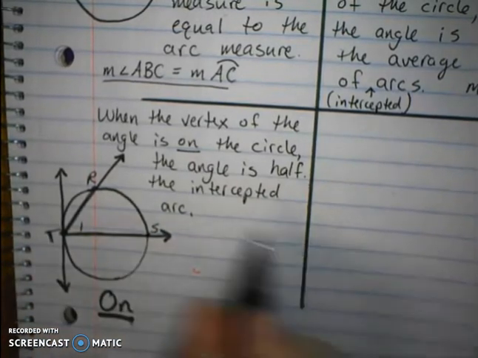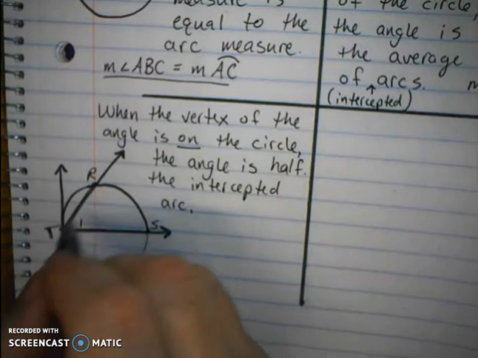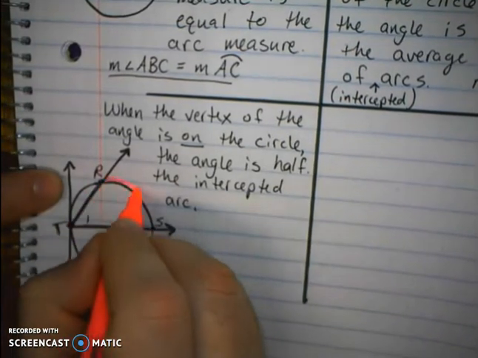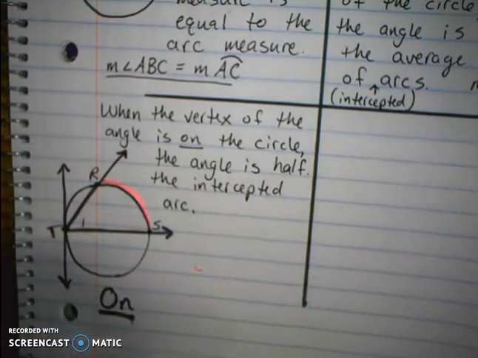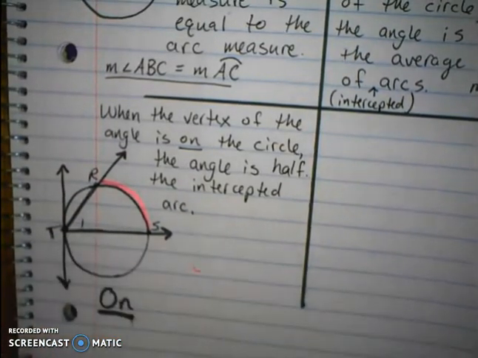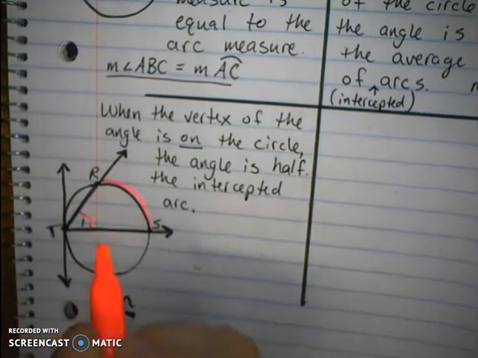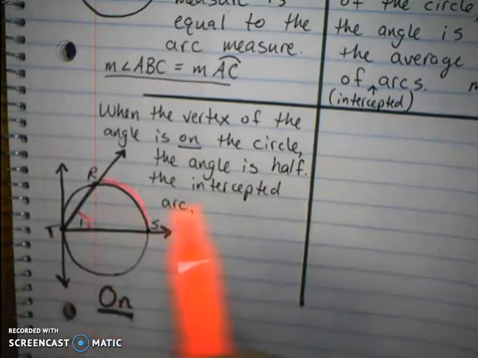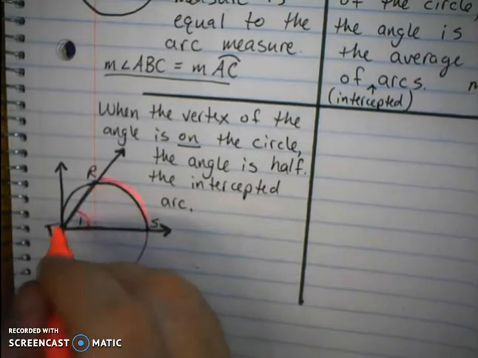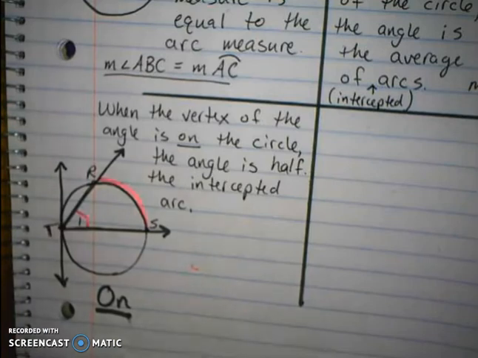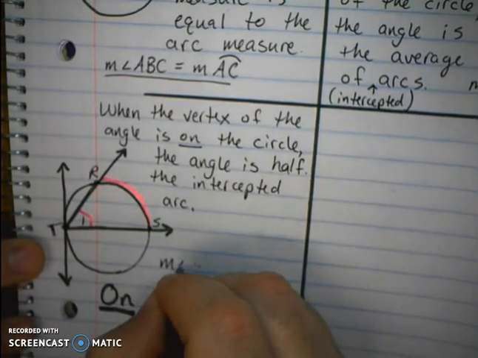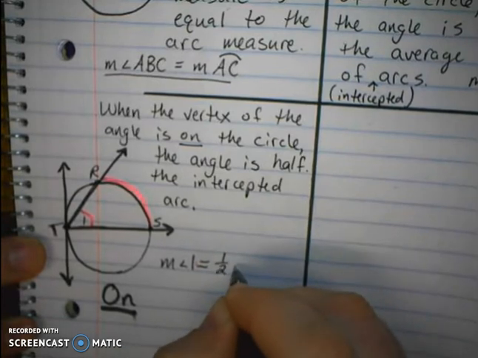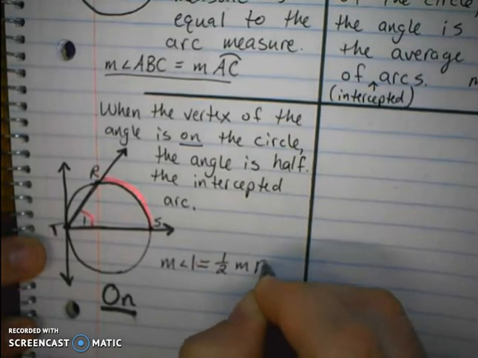RTS. The intercepted arc here, the arc that connects both sides of the angle, is arc RS. So that arc corresponds to this angle. But because this is not the center, this is a lot more like the previous, but we only have one arc to use, and so this angle is half of the arc. So if we're going to write a formula, we can say the measure of angle 1 equals 1/2 the measure of arc RS.